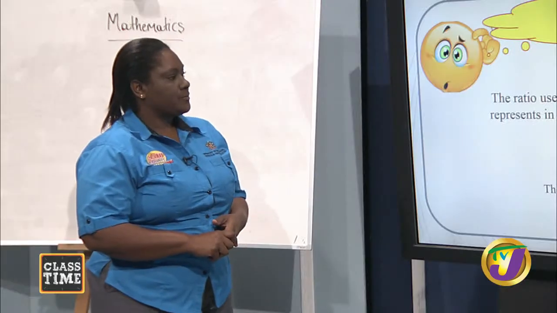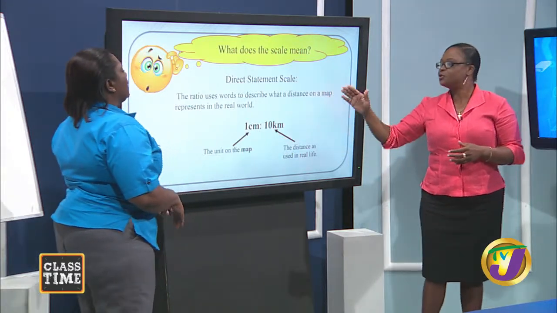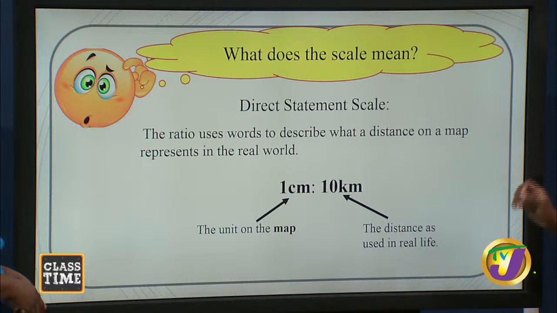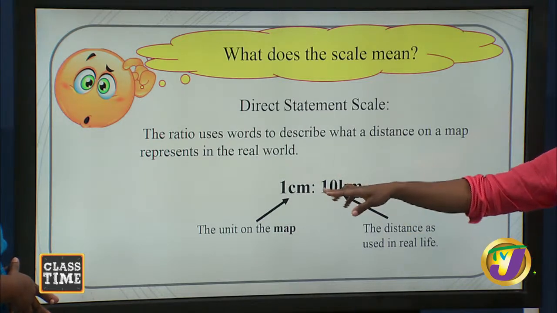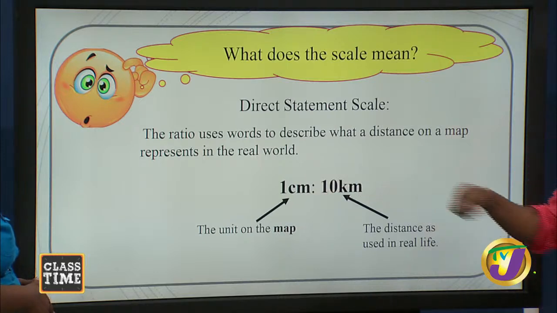So for the direct scale, we see what is on the map first, and then the distance in the real world. And words are used. You will see the unit notation, the units being shown there.